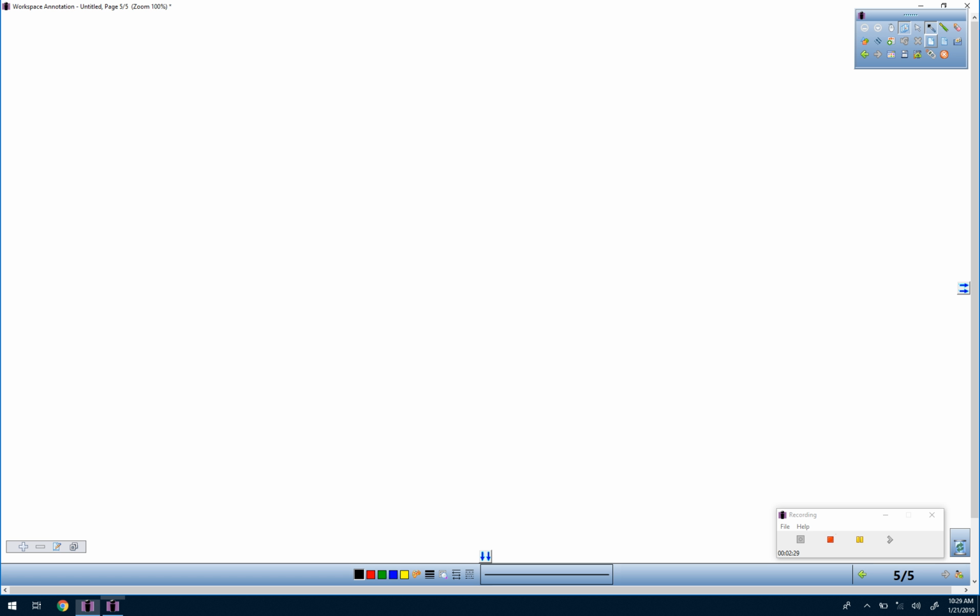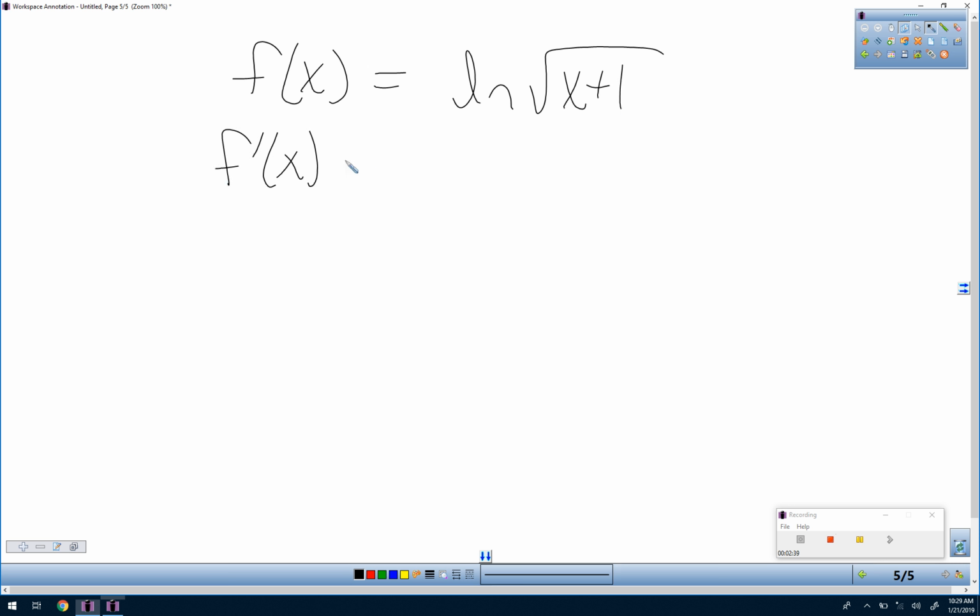Alright, now let's take it up a notch. Let's say I gave you the function ln of the square root of x plus 1. Now, again, we have no rules for radicals for derivatives, so let's rewrite this. That would be ln of x plus 1 to the 1/2 power. Now, here's where some pre-calc is going to help you, because hopefully you remember one of the properties of logarithms is that exponents become the coefficients.